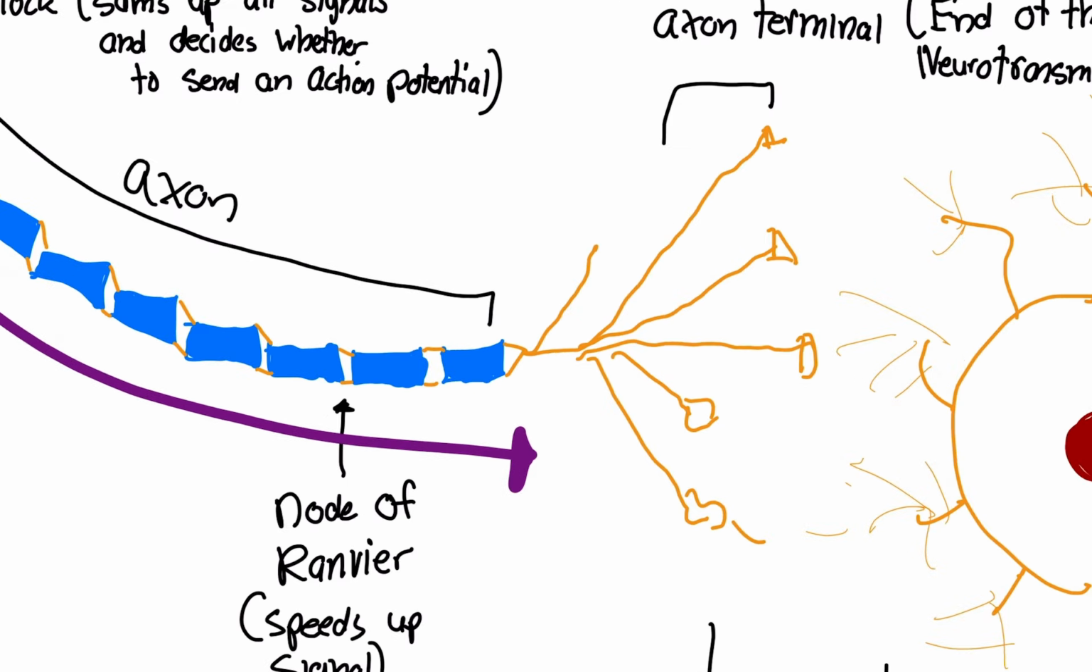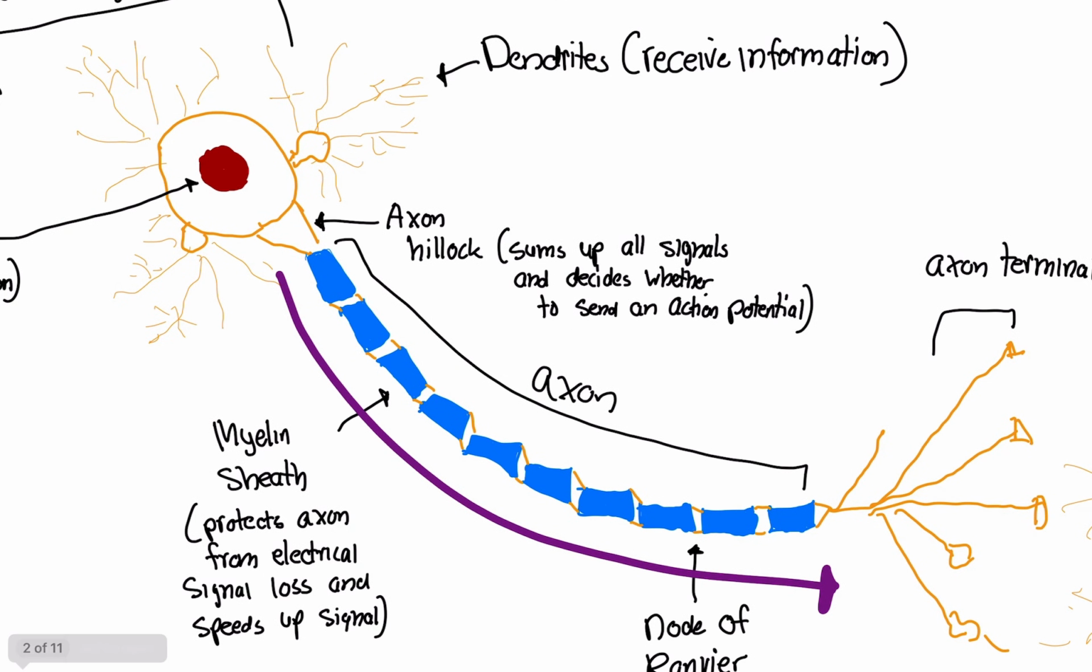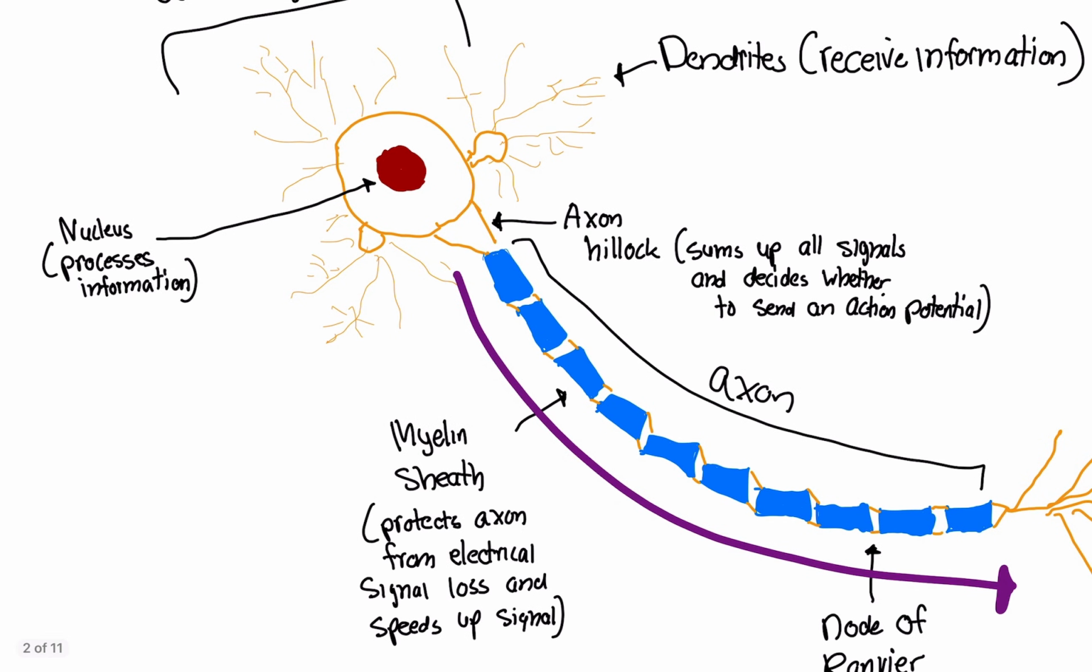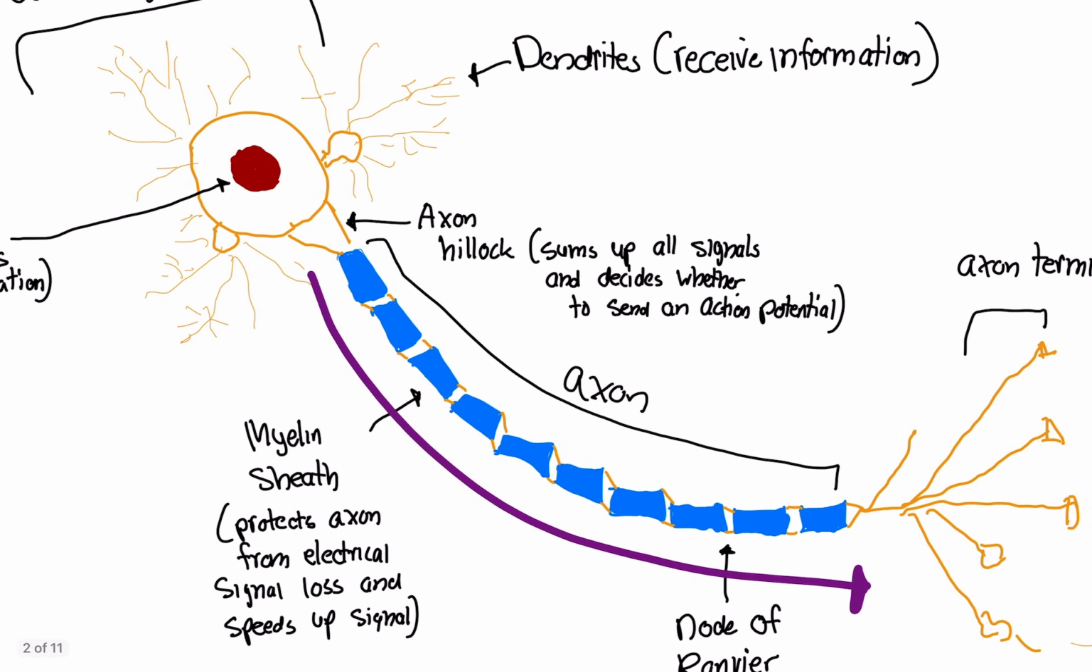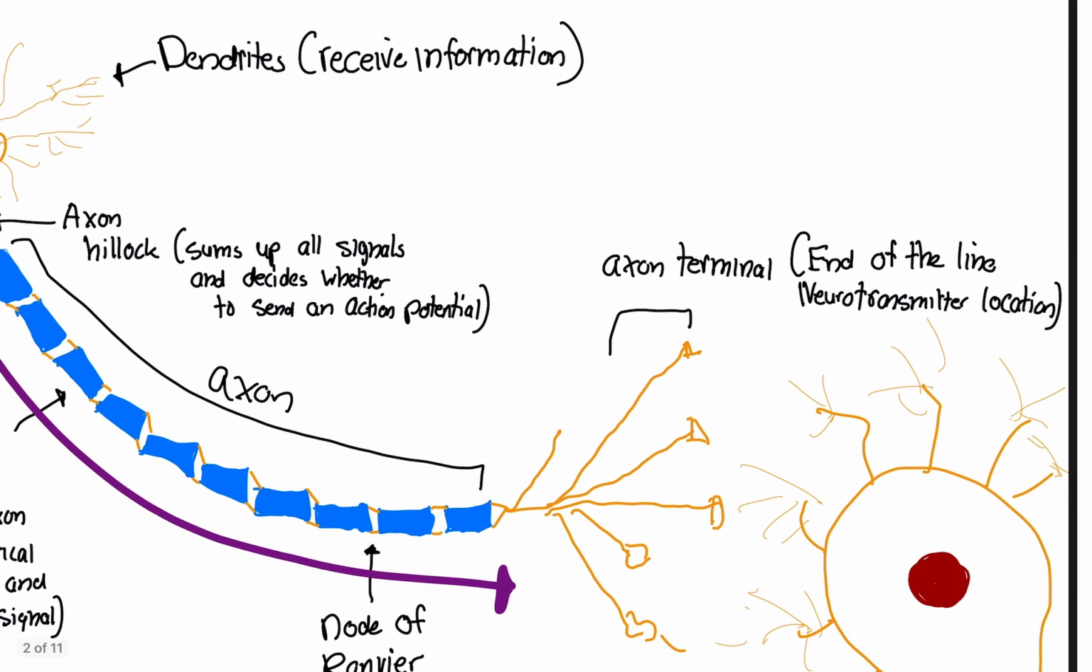Then we get the axon terminal. This is the end of the line. So think about this as a train, right? We begin at the dendrites, then it goes to the station, which is the cell body, where the nucleus is. Then it goes down the track, and now we're at the destination, the end station, and that's the axon terminal.